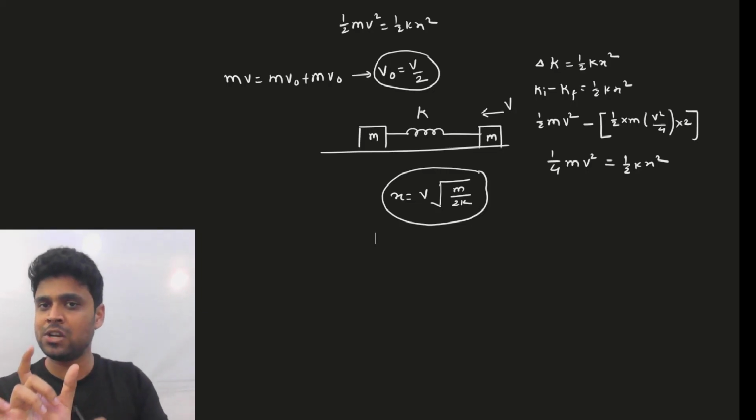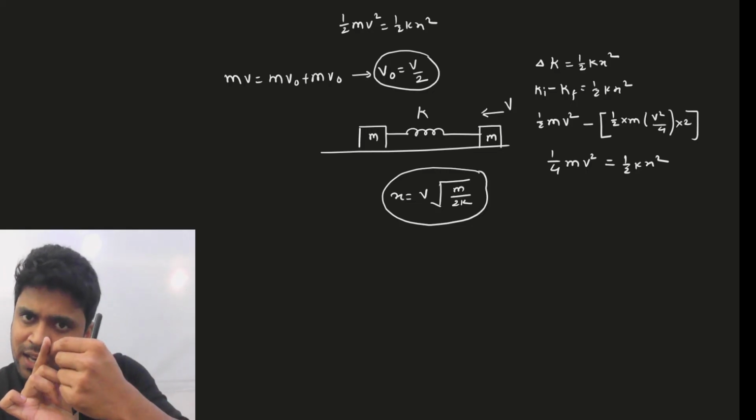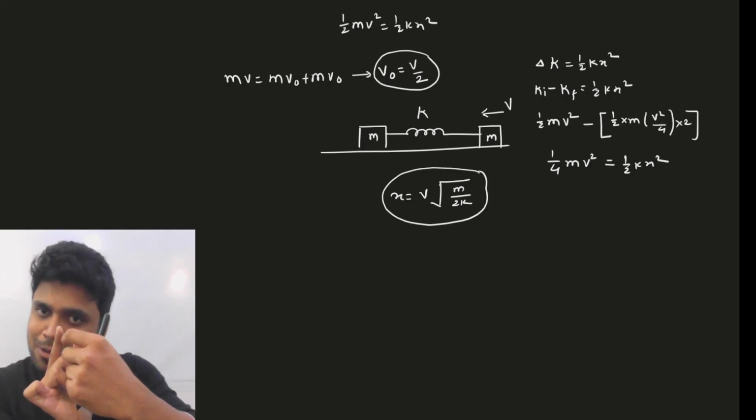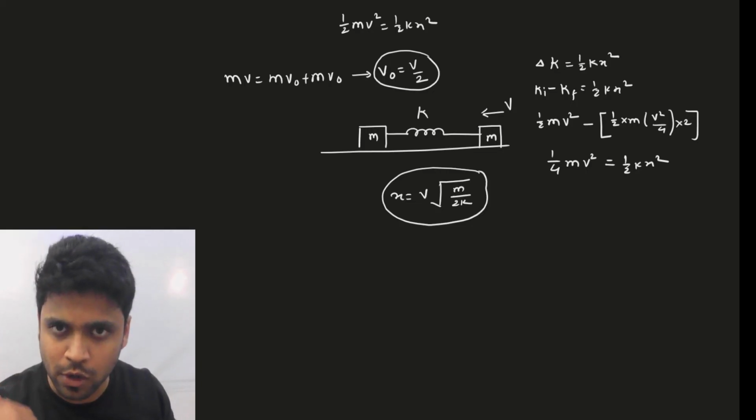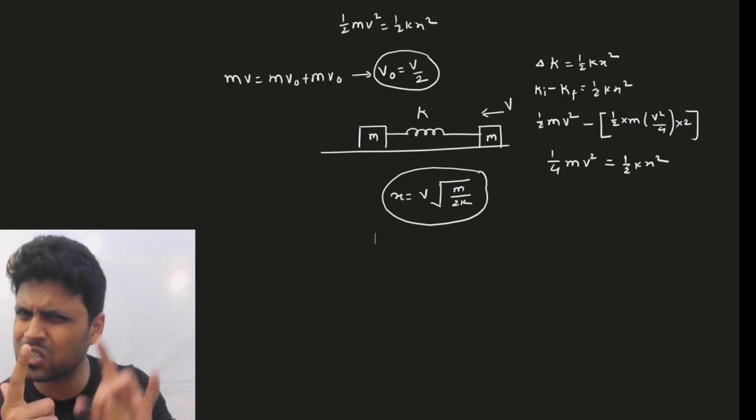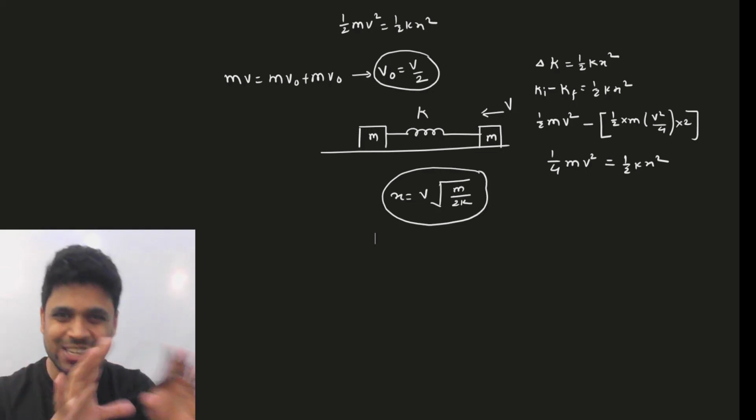At the maximum compression, the speed of the left block was v by 2. As the spring is restoring itself, the spring is applying the force on the left block in the left direction, students. So can I say that the speed of the left block is just going to increase? And the speed of the right block, you might say it is decreasing, right?